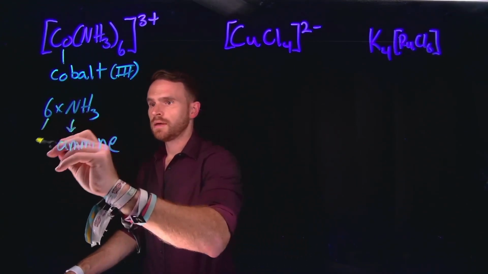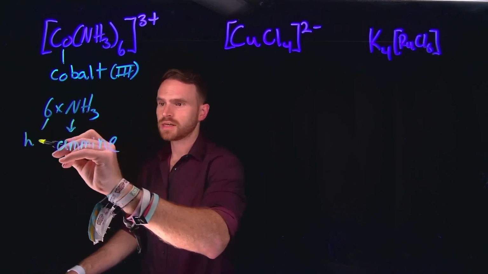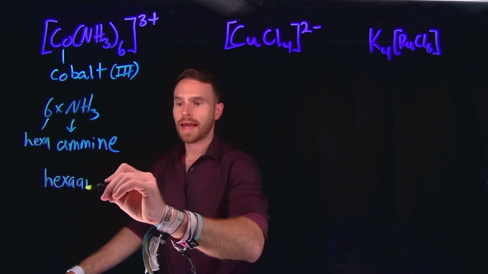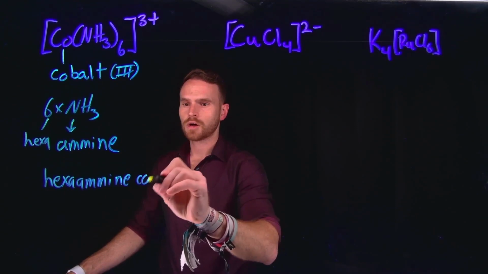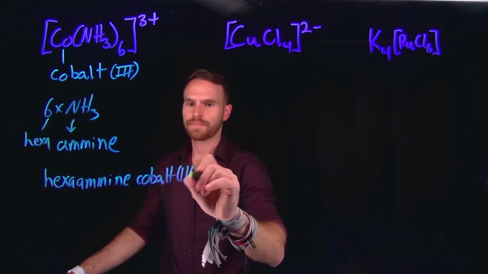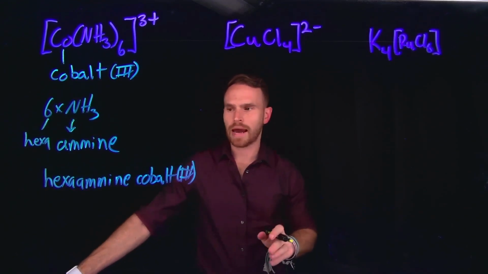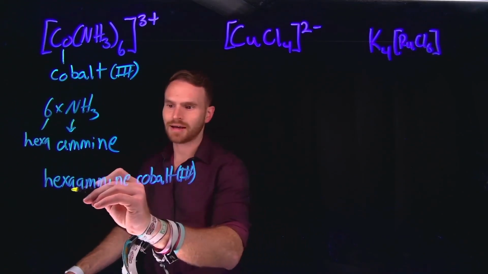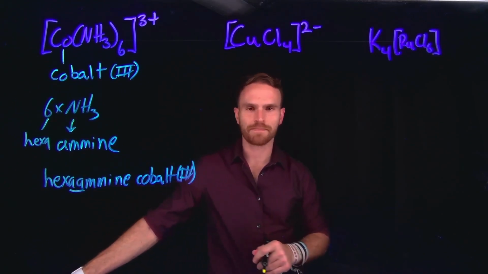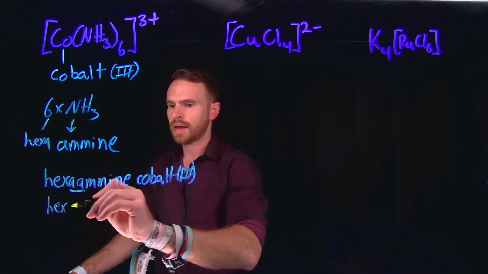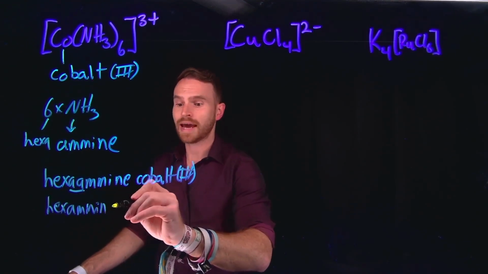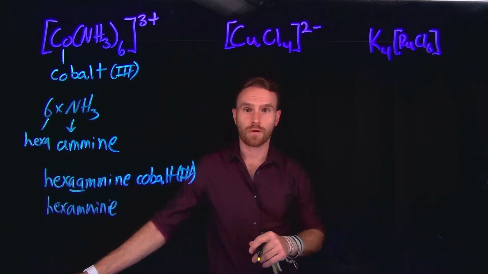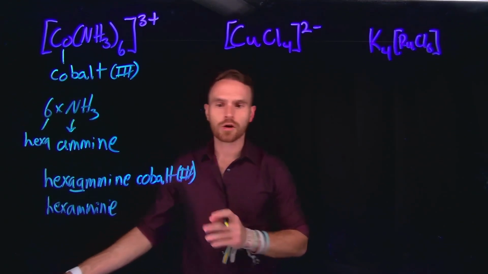So remember that the Greek prefix for 6 is hexa. So therefore, I know that this is hexaamine cobalt(III). Now, importantly, there actually is no universally accepted way to name hexaamine. Notice that there are 2 A's repeating. So if you were to write hexamine instead of hexaamine, both of those would be correct. So either way, I would accept those for full credit. So hexaamine or hexamine, cobalt(III).